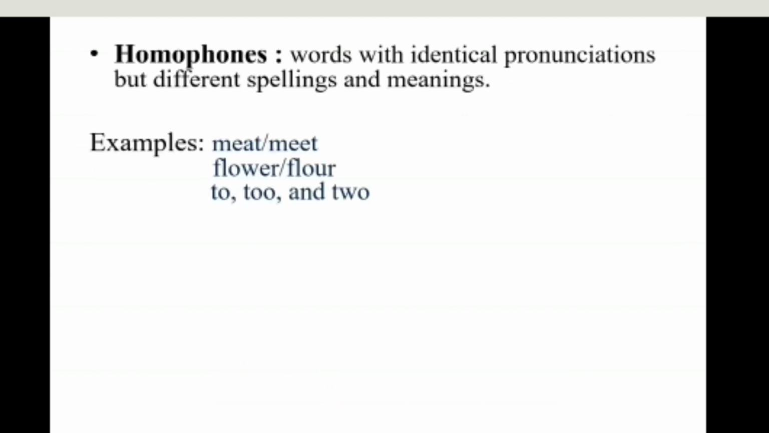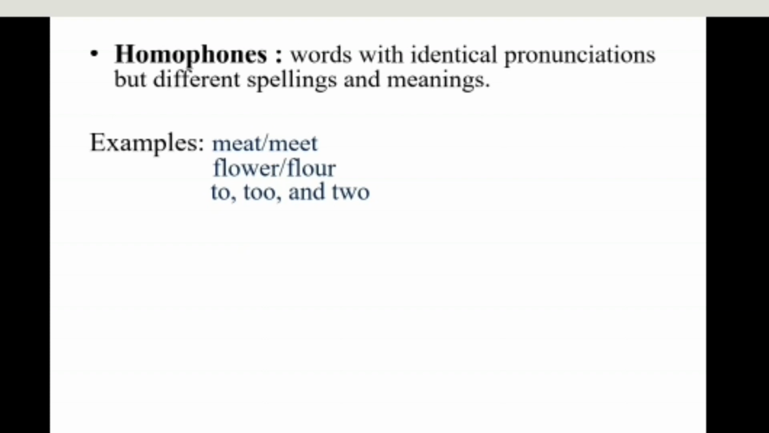The next lexical relation that we are going to see now is homophones. Homophones basically refer to words with identical pronunciation but different spelling and meanings. That is to say, they are written differently and they have different meanings, but they sound similar. For example, we have the word meat, which refers to the flesh of an animal, and the verb to meet, which means to have a meeting with someone.